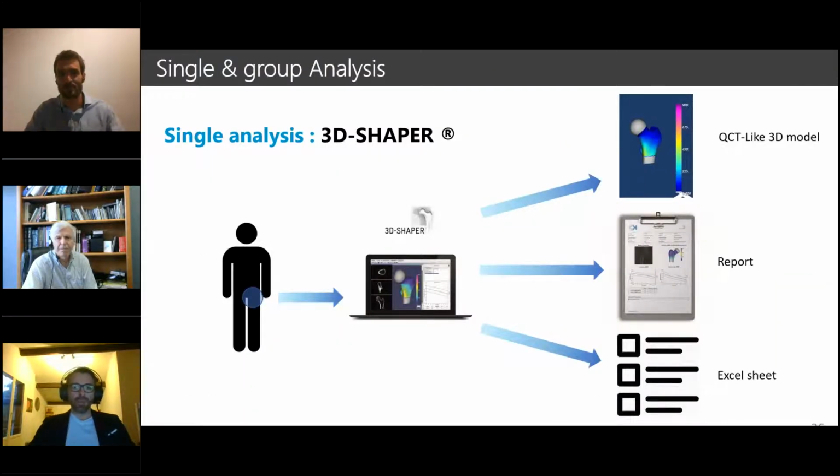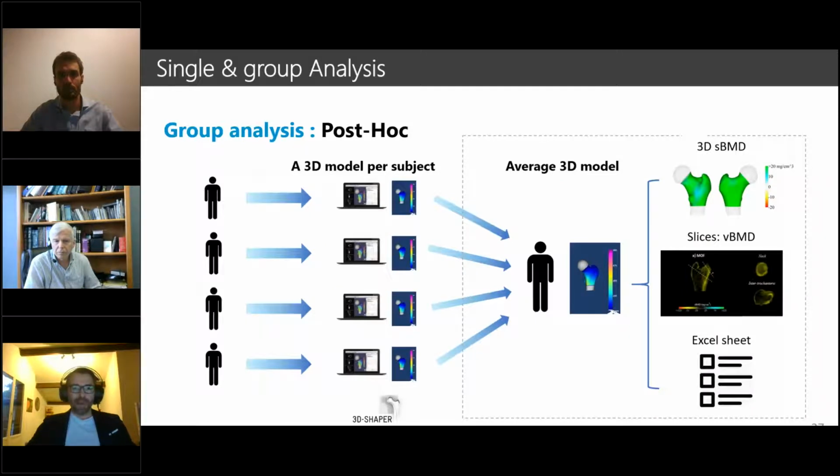As Ludovic told you before, using our DEXA-based 3D modeling approach, we can generate a personalized 3D QCT-like model of a femur from a single DXA acquisition, and this approach is used for one patient. We can do it for multiple patients and output the results of all these patients. However, when we're talking about clinical studies, we have to manage a group or groups of patients and not single individuals. To do that, we have developed a pipeline that takes these 3D models from individuals to generate an average model of the group. And this is a post-hoc analysis, which is not included in the 3D-Shaper software that you can buy.